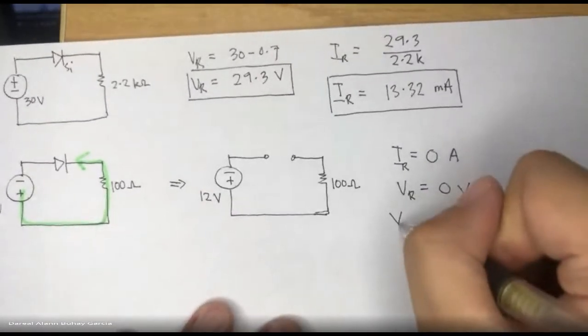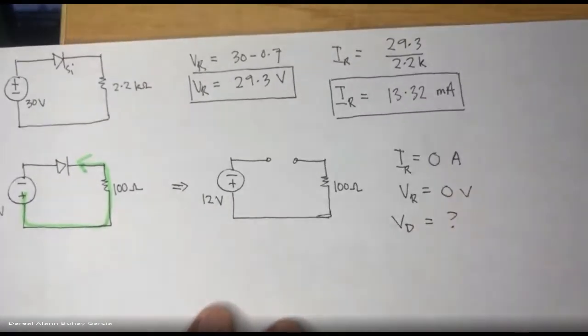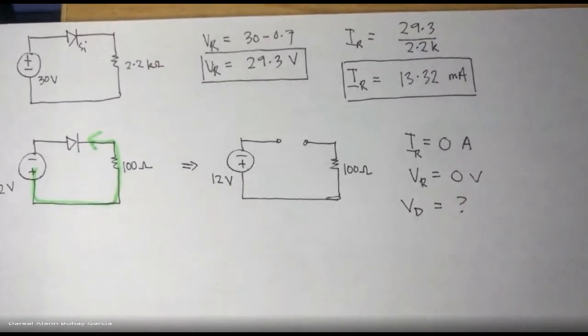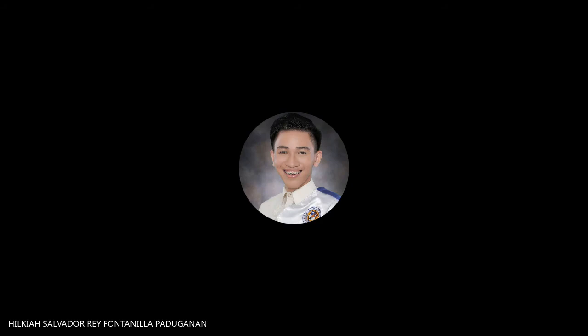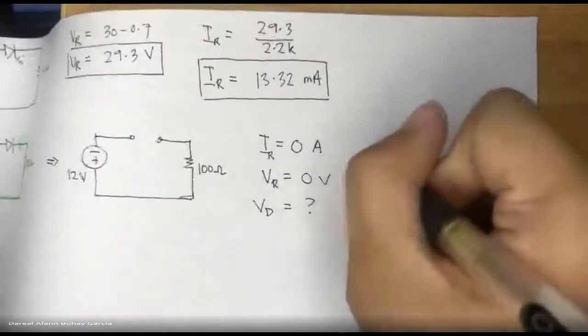Now, how much is VD? Would you like to guess? 0.7 gihapon, sir. 0.7. Mhm. 12. 0, sir, kay open circuit man. Open circuit. Okay. So nindot ang mga guesses.